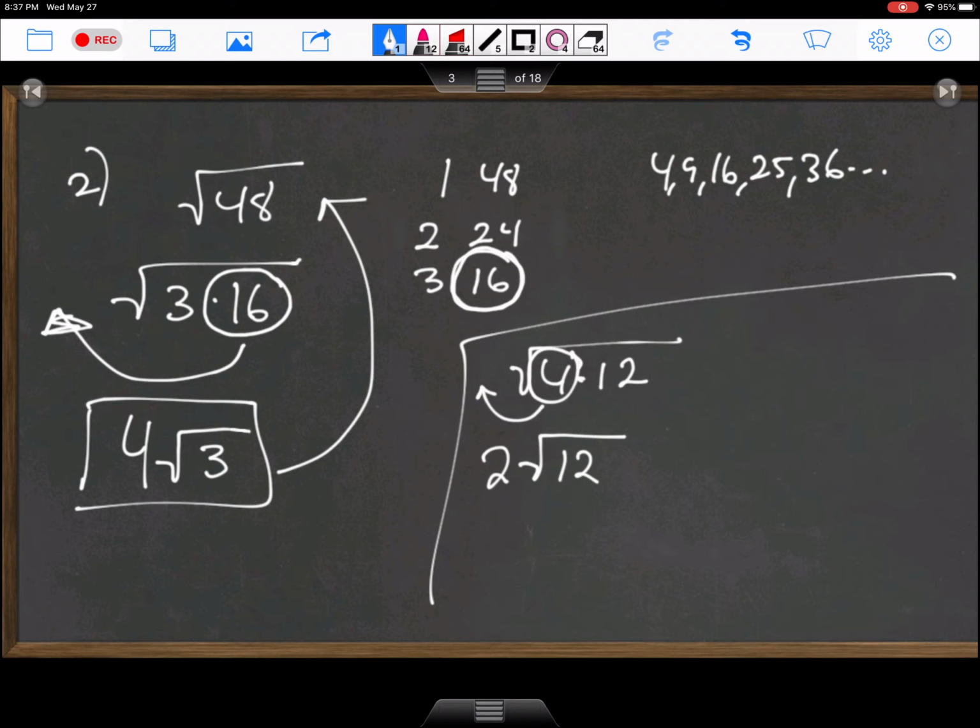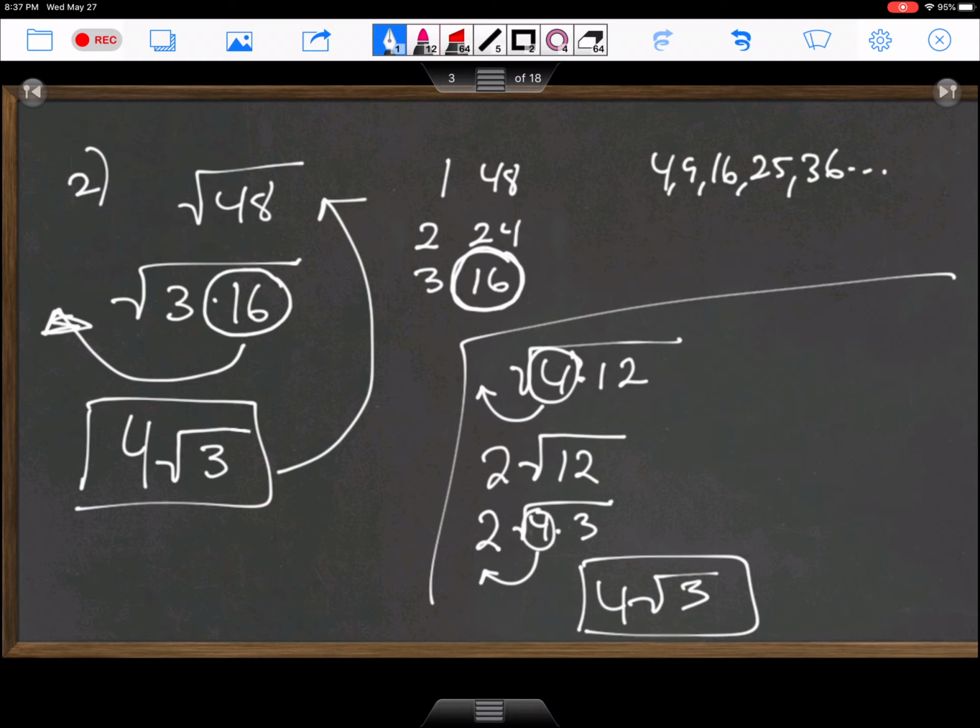That's okay. This is not the answer because 12 also has a factor of 4. So you could use that as an intermediate step. Break your 12 down to a 4 times 3. Bring that out as a 2. And that would give you 4 square roots of 3, because that 2 times the 2 is the 4.